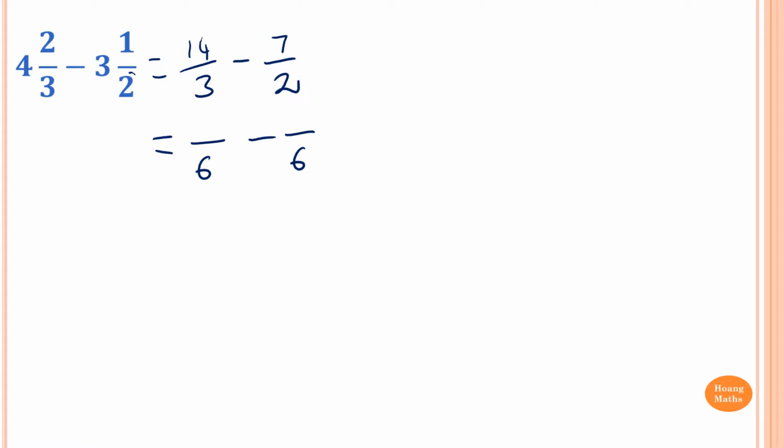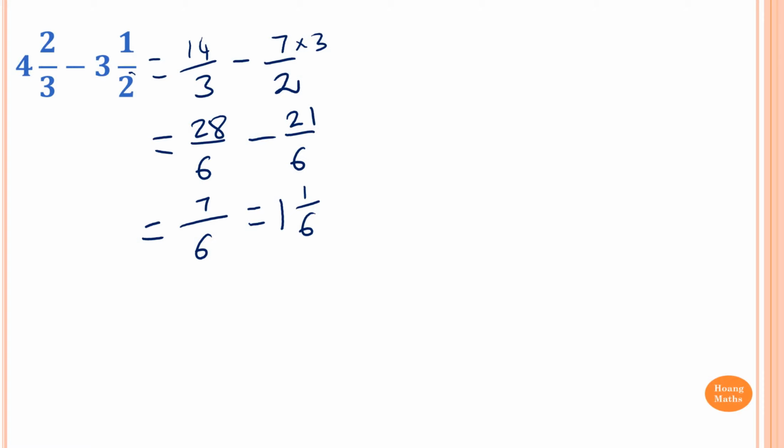So 14/3 minus 7/2, 6 here, 6 here. From 3 to 6, I times this by 2, so the top times by 2 as well. So that gives me 28. And then from 2 to 6 is 3 times, so I times the top by 3 as well. So which is 21. So now 28 minus 21 is 7 over 6. So write in mixed numeral, of course. 6 goes into 7 once, remainder 1. So the answer is 1 and 1/6.